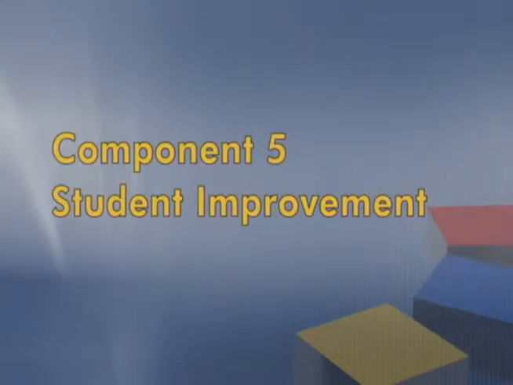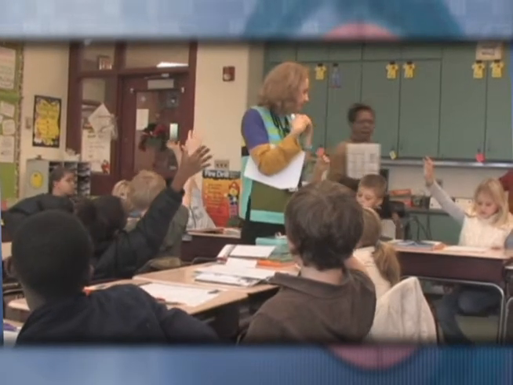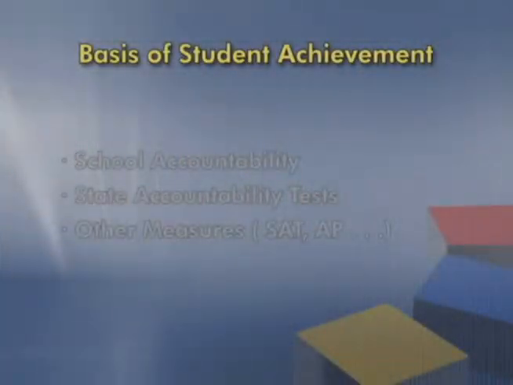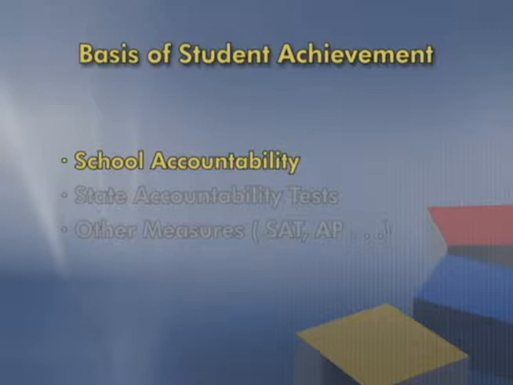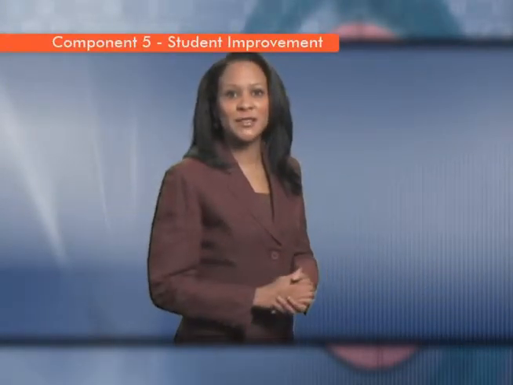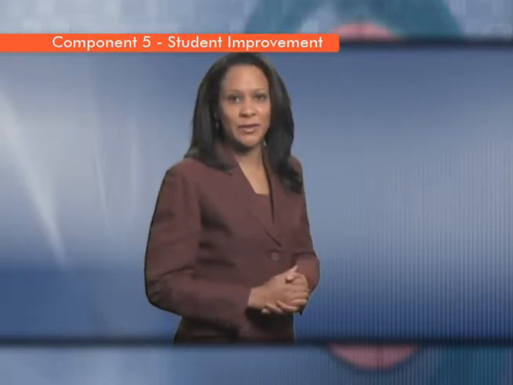Component 5 is student improvement. DPAS II, following the state statute, requires that a portion of the administrator's appraisal be based on measures of student improvement. Achievement and improvement in 3 broad areas should be the basis of this part of the evaluation. They are school accountability, state accountability tests, and other measures of student achievement, such as SAT and AP tests. Multiple results from these tests should be analyzed regarding overall levels of performance and subgroup performance.